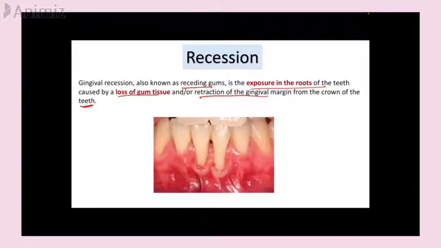As you can see in this picture, there is exposure of the roots of the teeth caused by loss of the gum tissue, and it is also characterized by retraction of the gingival margin from the crown of the tooth. Moving forward, let us discuss Miller's classification of recession. Learning about Miller's classification will help in learning two different concepts in a single video. So let us now see Miller's classification.